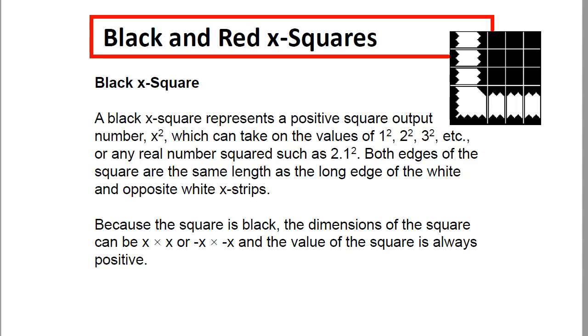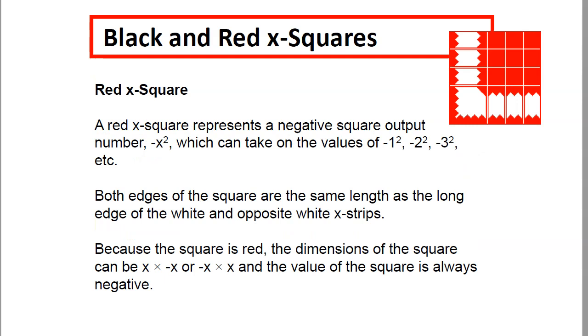Both edges of the square are the same length as the long edge of the white or opposite white X strips. Because the square is black, the dimensions of the square can be x times x or minus x times minus x, and the value of the square is always positive.